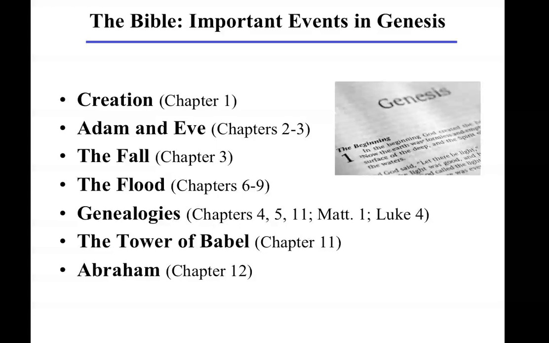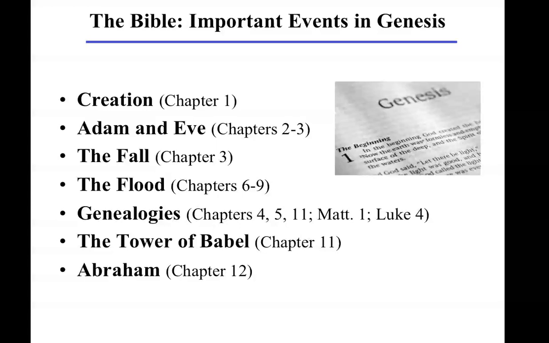What's going on with Adam and Eve and the fall and Garden of Eden? What about the flood? Was it global or local or symbolic? What about these genealogies of people living 800-900 years? What's up with that? The Tower of Babel, is that how languages arose? What's going on with that? And then they all basically end with Abraham.